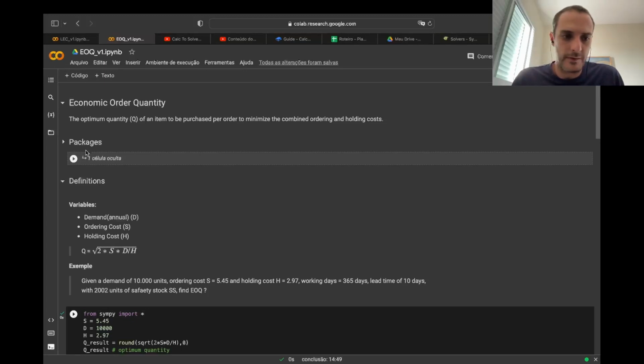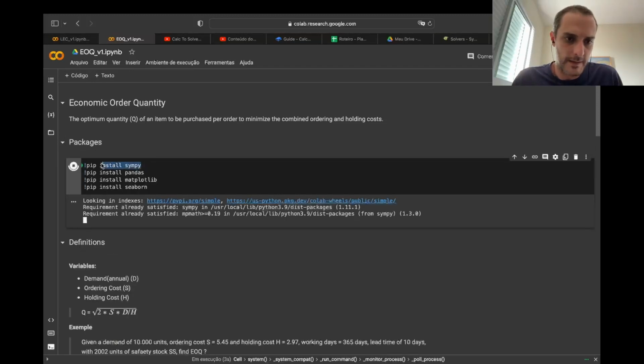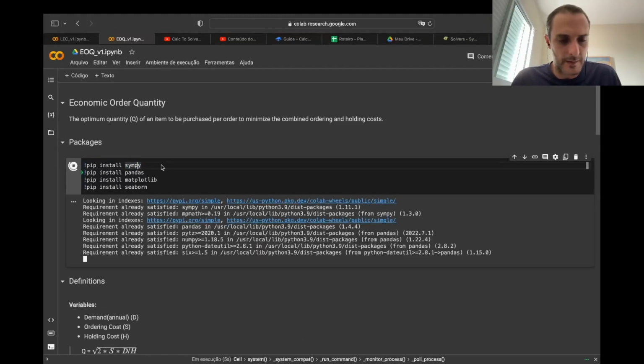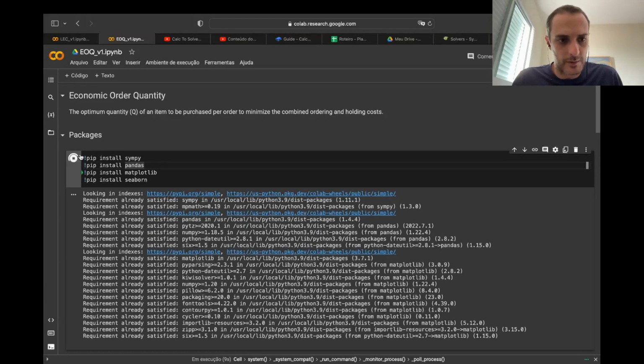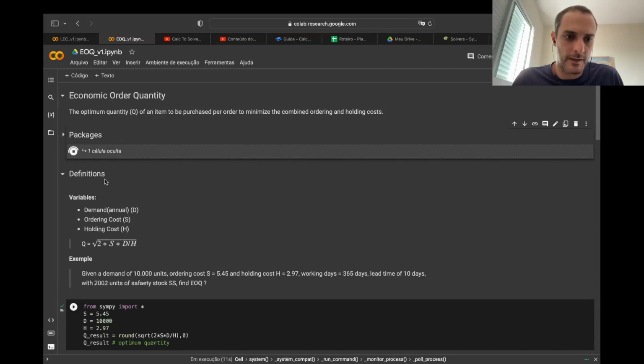So first of all, we're going to install the packages. Here we are not going to use SymPy today, but let's install it anyway, along with the usual packages: pandas, matplotlib and seaborn for the graphs.